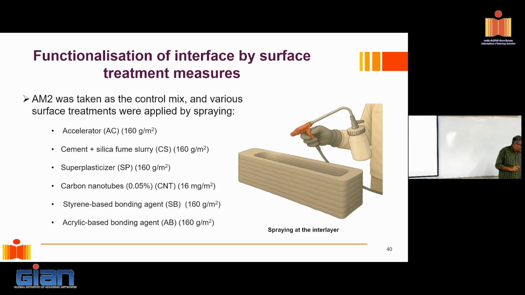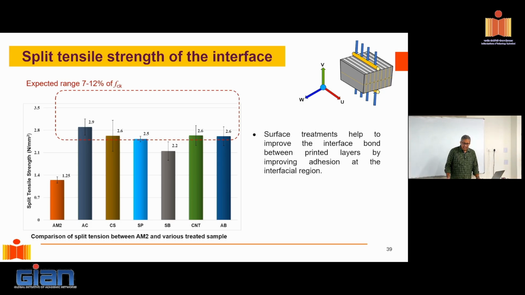Now, we worked on improving the interface. We looked at different sprays because that's all you can do, and we used conventional bonding agents. So you have the styrene-based bonding agent and the acrylic-based bonding agent, two conventionally used bonding agents, which are typically used when you get a cold joint between two pieces of concrete. Now you see that when we do the split tensile strength, our numbers are starting to get respectable.